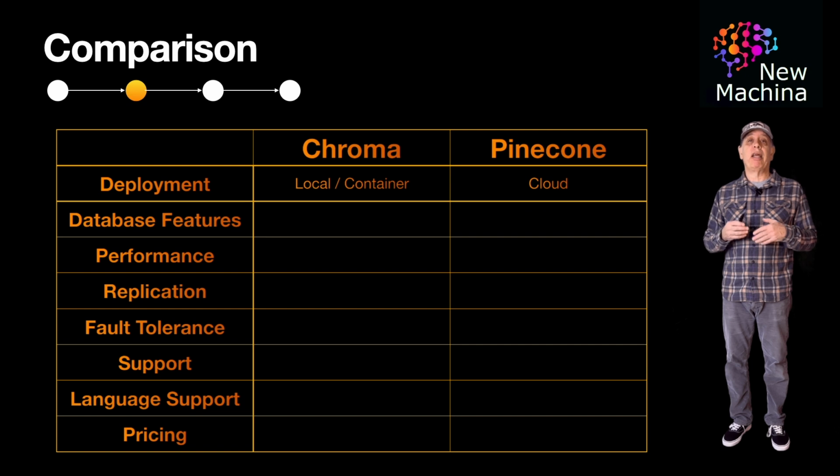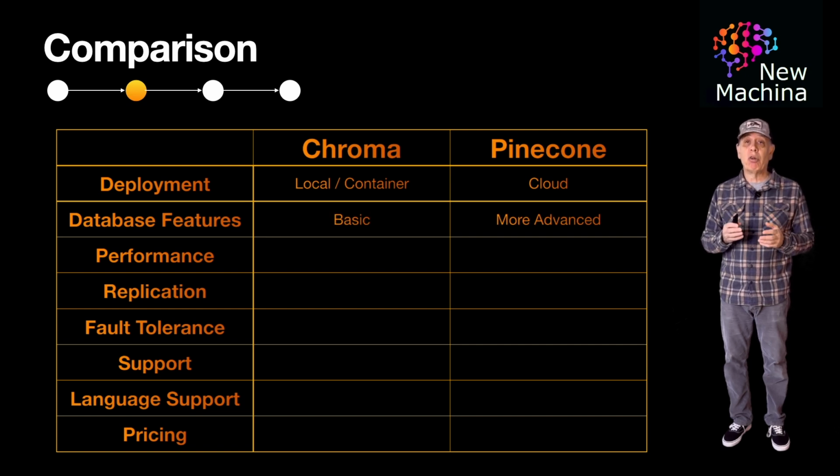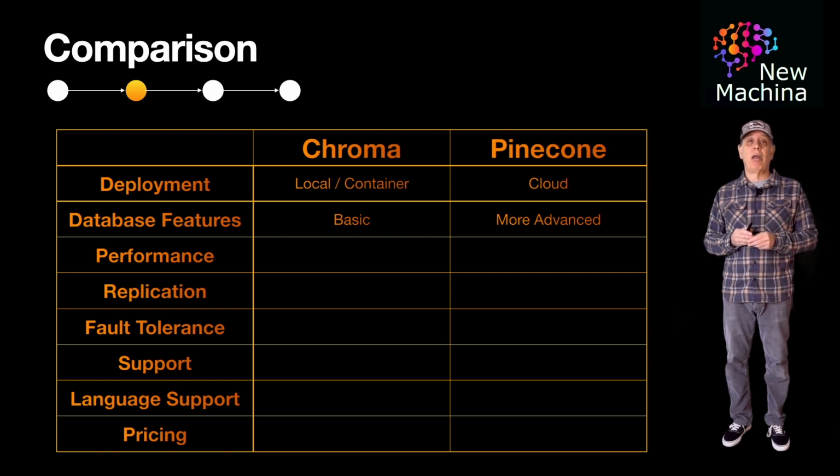With regards to database features, Chroma has basic support for metadata filtering, namespaces, and multi-tenancy. Alternatively, Pinecone has richer feature capabilities in all of these areas.